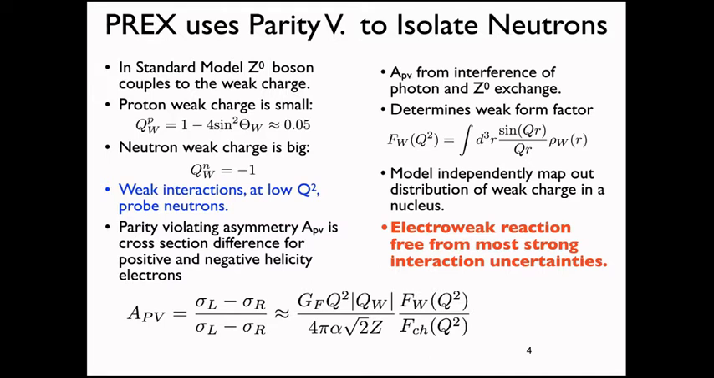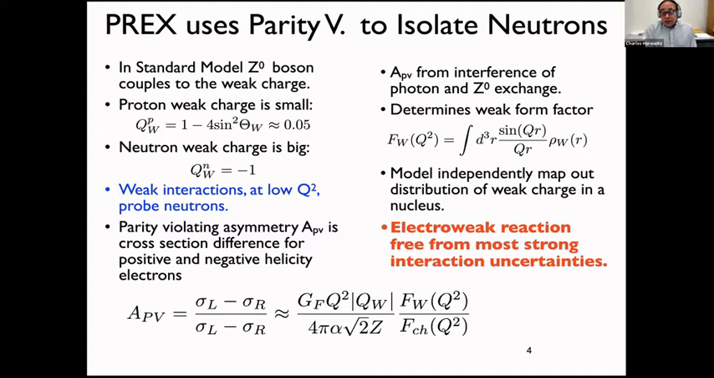And the way we do it is to use parity violation. So in the standard model, the Z boson couples to the weak charge. The weak charge of a proton is small. 1 minus 4 sine squared theta at tree level in the standard model. And the weak charge of the neutron is big. So the weak interactions at low momentum transfer provide a clean electroweak probe of the neutrons.